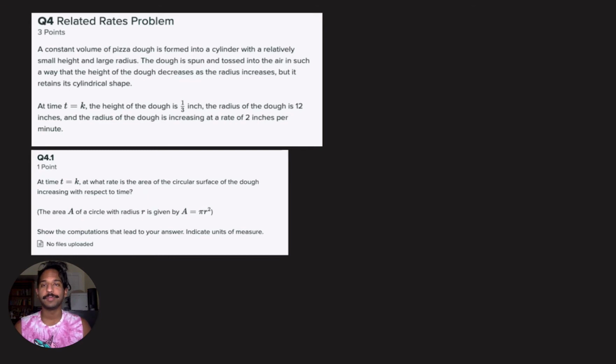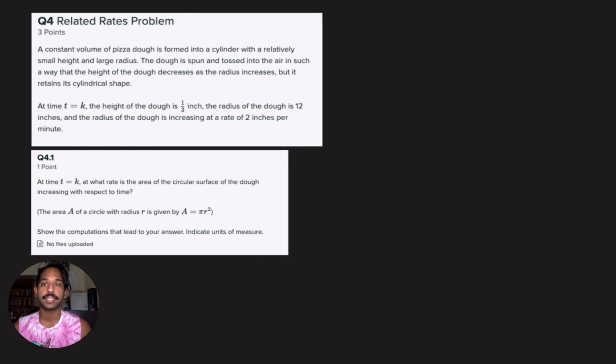A constant volume of pizza dough is formed into a cylinder with a relatively small height and large radius. The dough is spun and tossed in the air in such a way that the height of the dough decreases as the radius increases, but it retains its cylindrical shape. That's cool. So that means we're tossing this pizza in the air and it's staying a cylinder.